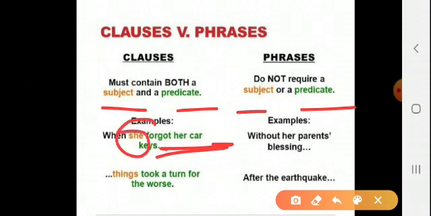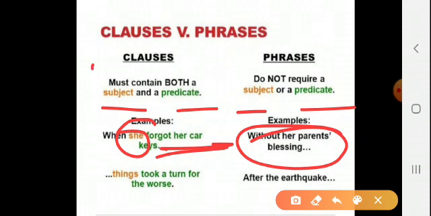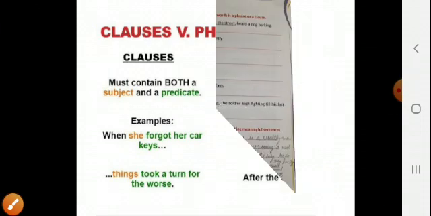So "she" is here. What is she? Here, subject. Whereas an example of a phrase is "without her parents' blessings." So nothing is there. So no complete sense it is making. Okay, dear students. So this is our lesson all about phrases and the clauses. Hope you have understood this. Now, let's move toward our exercise.